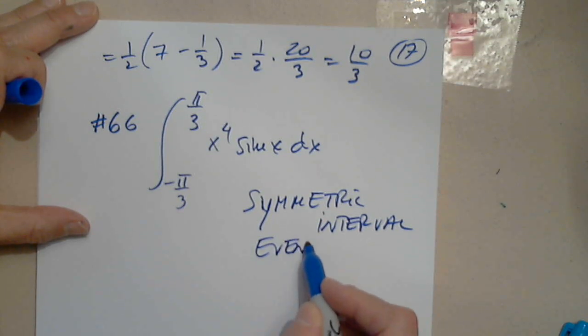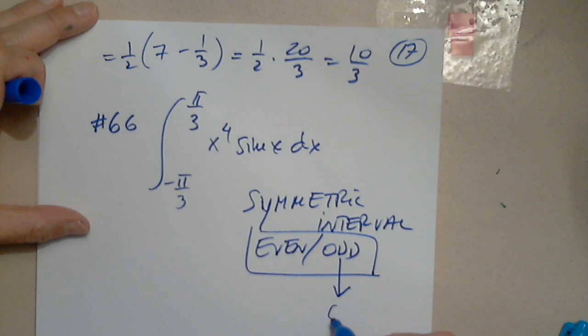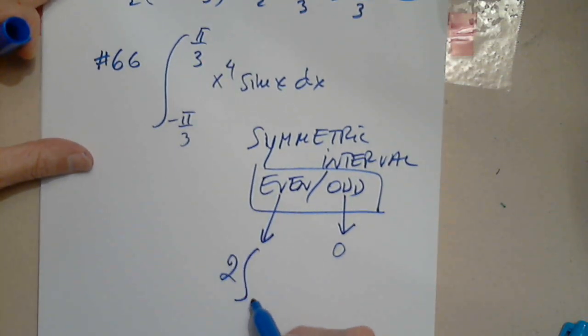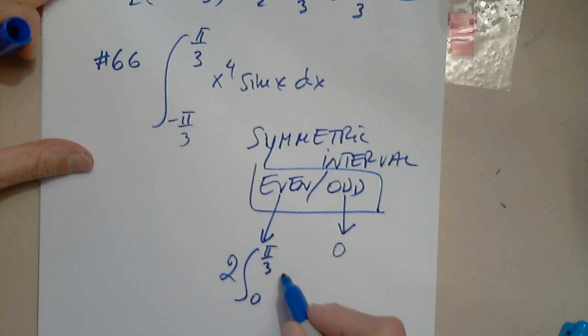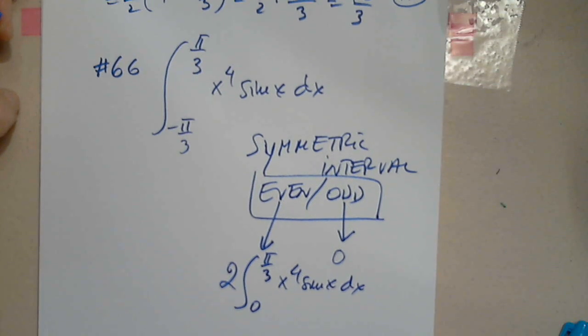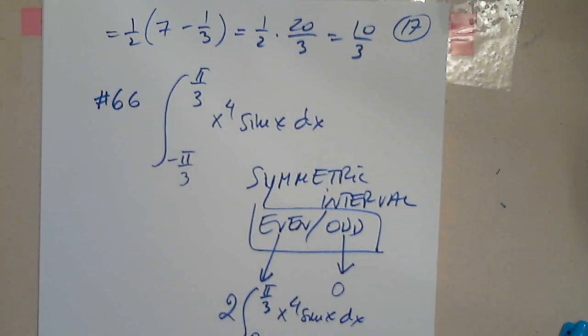If the function is even or odd. Because if it's odd, the answer will be 0. If it's even, the answer will be twice the integral from 0 to pi over 3 of x to the 4th sine x dx. Also, of course, I care about the fact that the function has to be continuous. And the function is continuous between negative pi over 3 and pi over 3. It's a product of two continuous functions.